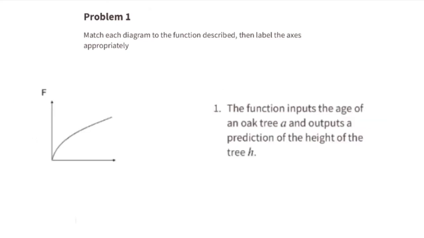Diagram F matches function 1. The function inputs the age of an oak tree, A, and outputs a prediction of the height of the tree, H. The horizontal axis, or the x-axis, represents age, and the vertical axis, the y-axis, represents height. This graph shows that in the first few years, the height of the tree increased pretty rapidly, and then as the years progressed, the height of the tree increased more slowly.